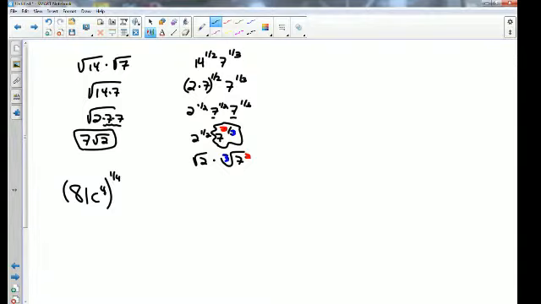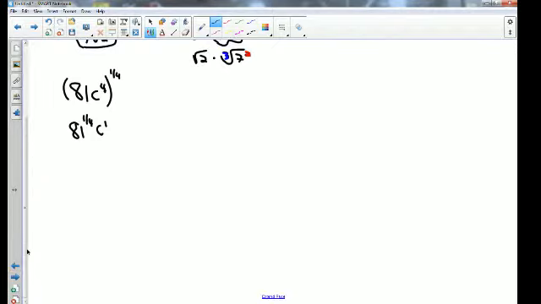Okay, we can distribute this, right? Bring it in. What's 1/4 times 4? 1, right? So c to the first. What's the 4th root of 81? Yeah, nobody knows it. Okay. Which is fine. I have the answer right in my book. It's 3.